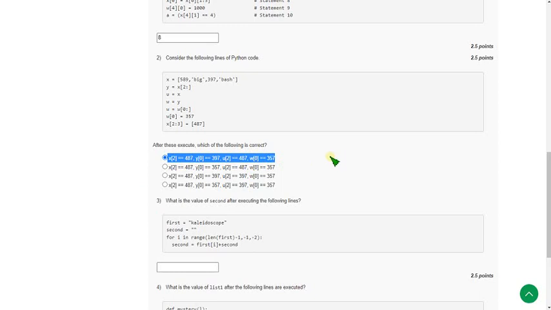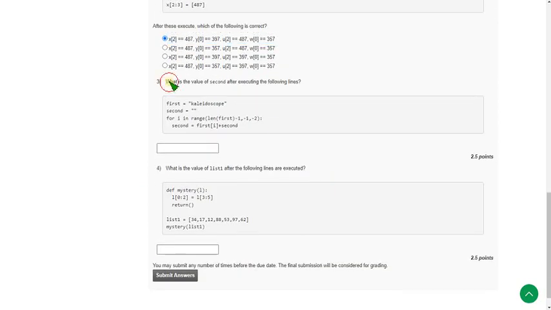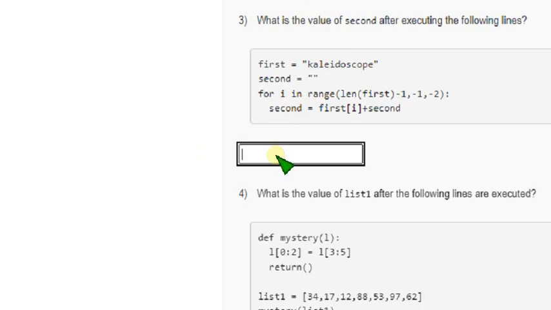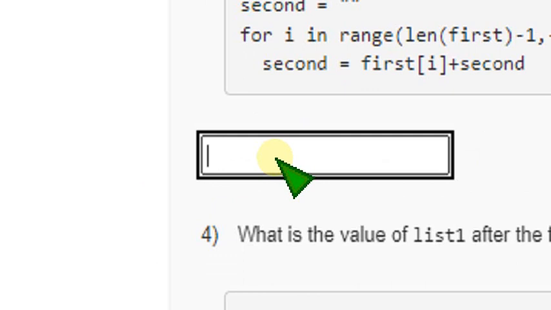Moving on to the third question, what is the value of second? Here second is a variable. So what is the value of the second variable after executing the following lines? When I did this, I got the answer, I will show you, follow with me. The answer should be enclosed within a string, I mean it should be in between double quotes or single quotes, because according to their rules, if a string is the answer, then we should enclose it within a single quote or double quote.